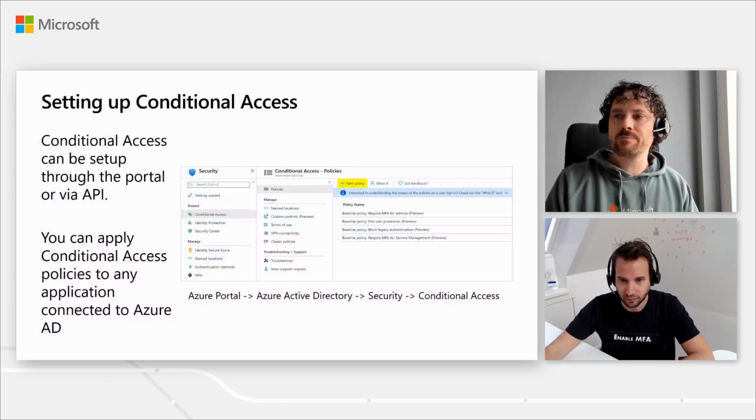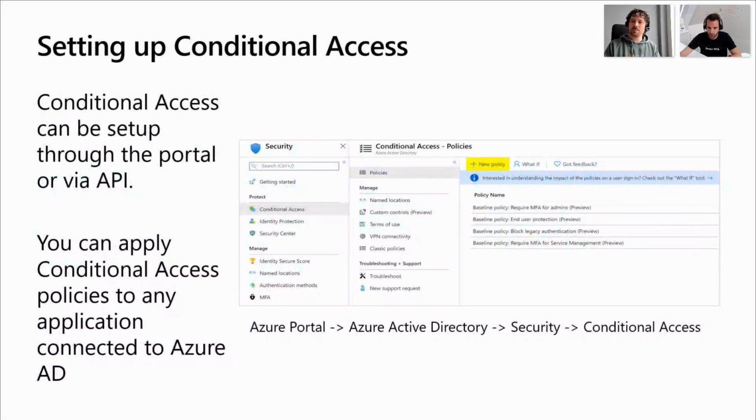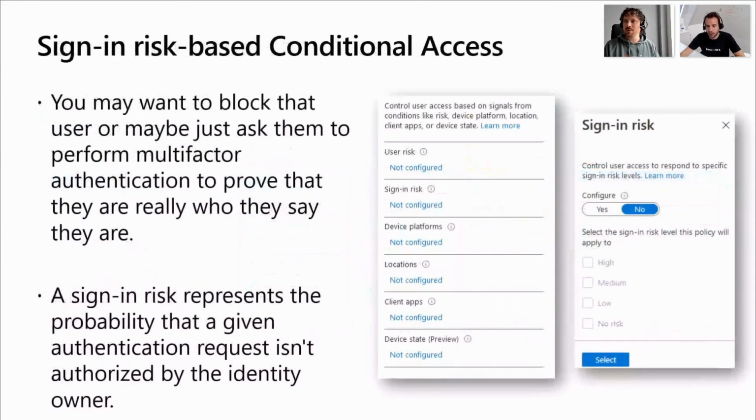So this is pretty standard, but if you want to set up a policy, go to Azure Active Directory, Security, Conditional Access and press the new policy button. That's what it is on the screen. Then we will have the different categories around the sign-in risk.